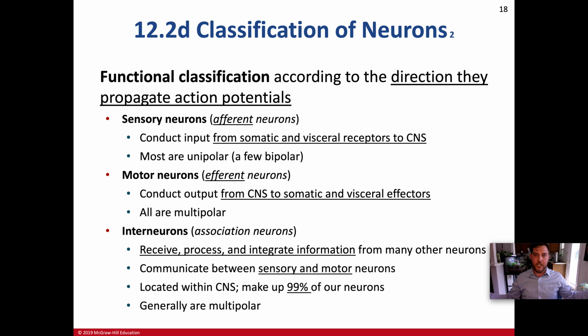Your motor, your efferent neurons, remember those are the ones that are going E-way, exiting the central nervous system. So they're conducting output from the central nervous system to the visceral and somatic effectors. All of those are multipolar. Your motor neurons are all going to be multipolar. And that kind of makes sense. If I need to hold on to something, but it's getting a little hot, but it's also something important that I need to hold on to, I'm going to have competing signals. I'm going to have a sensory neuron signal that says, oh, you need to let go of this.